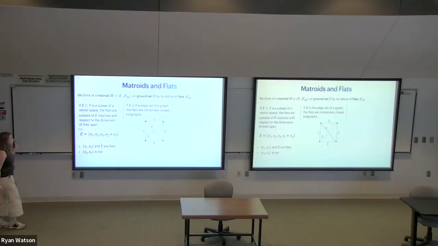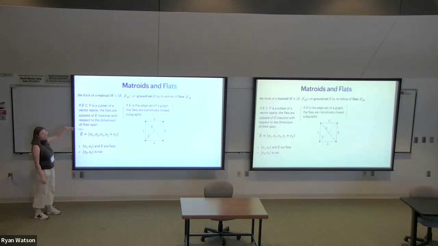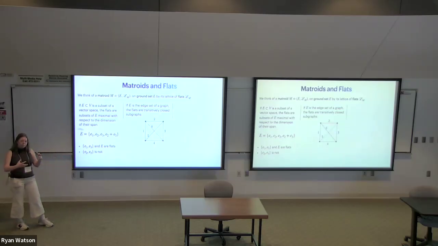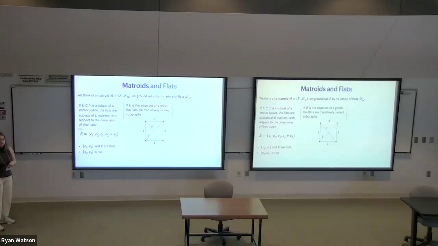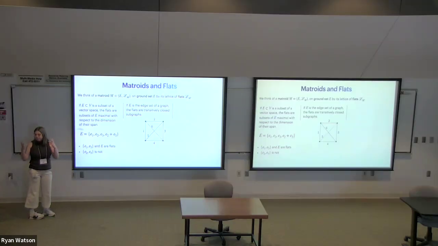Okay, so matroids where the ground set is a set of vectors are one type of matroid called a representable matroid. In this case a matroid is defined by a matrix, so that's where the word matroid comes from. But we can expand our definition of matroids to things that are not representable.